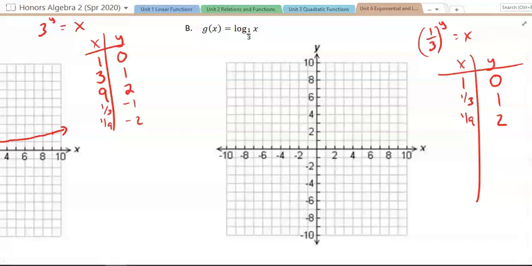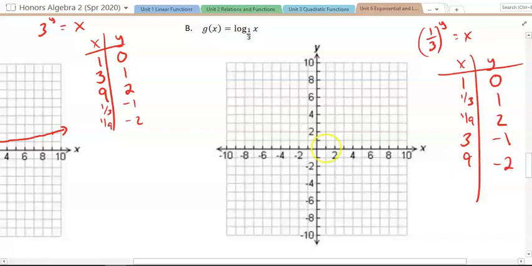Don't forget we also have negative y's, right? So when y is -1, what's the x value going to be? Well, remember that would take this and flip it, and so I'm going to get 3. And when I do -2 for the y, I'm going to get 9. And if I was to go to -3, I would get 27, right?